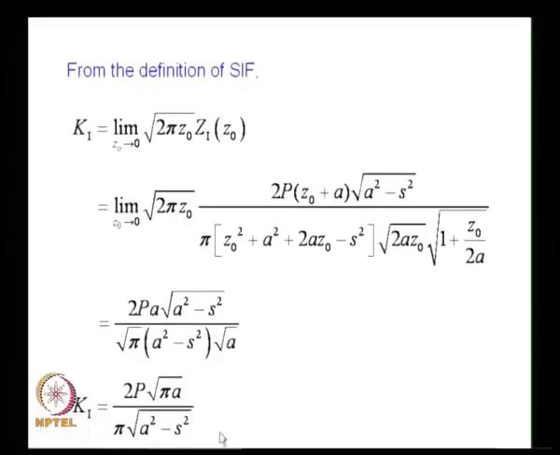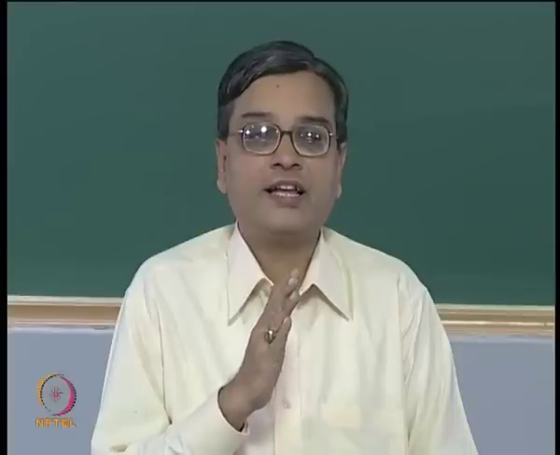Because we have one problem we have seen already, the concentrated load at the center, and for that case you make S equal to 0, and now you have 2 times the applied load, so divided by 2. So, you will finally get K1 equal to P by root of pi a. So, this is an indirect check that we are proceeding in the right direction.